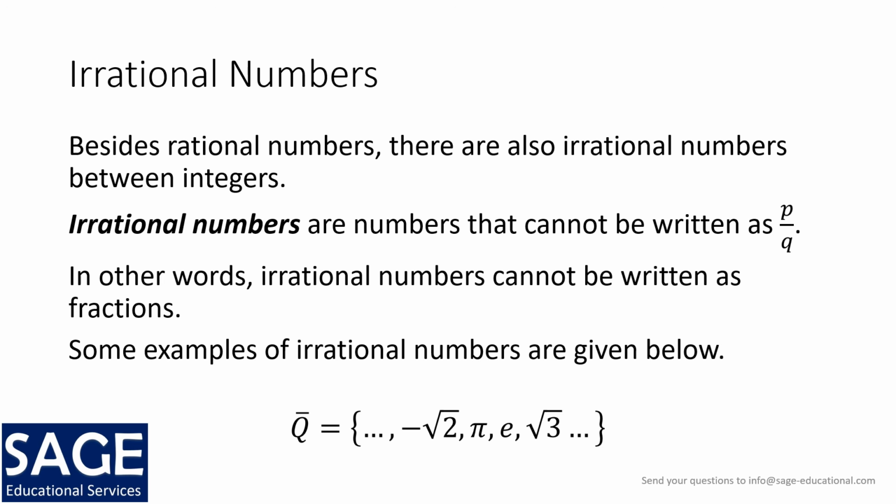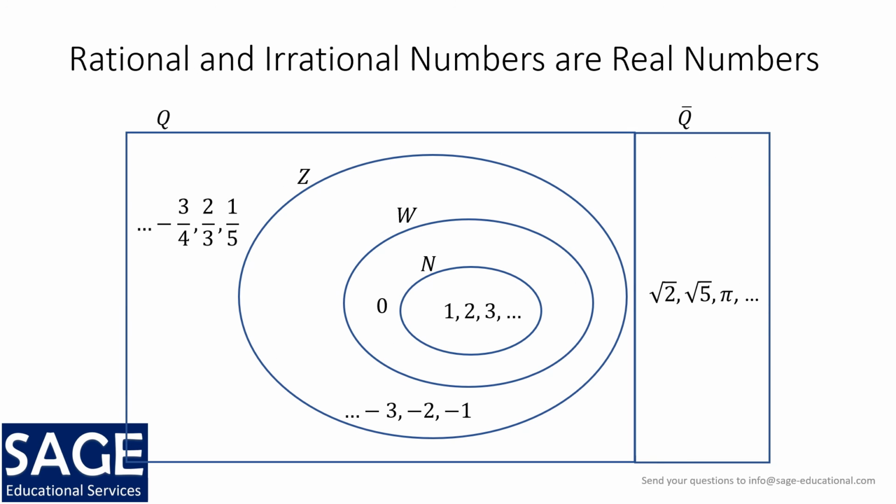Now the rational numbers and the irrational numbers combined form what we call the real numbers. So on this diagram you can see all the different types of numbers which are included in the real number system: the natural numbers, the whole numbers, the integers, the rational numbers, and the irrational numbers.